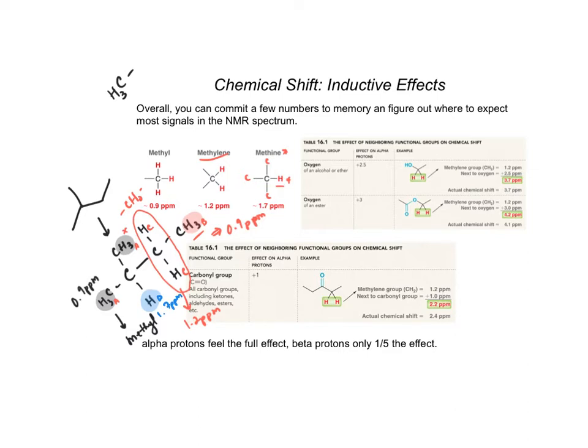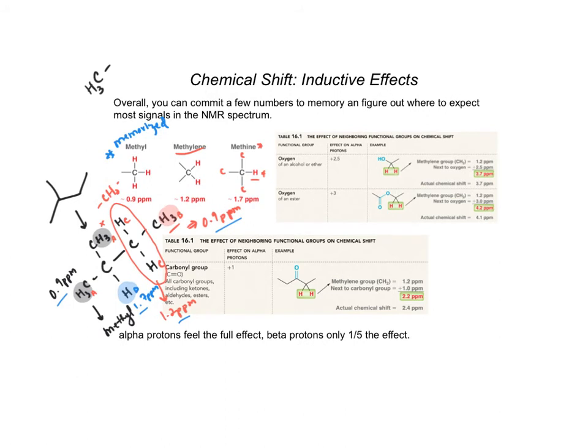So for a molecule like this, which is 1, 2, 3, 4 butane, so 2-methylbutane, we would expect to find 4 different signals, right? 2 of them would show up at 0.9 for the methyl protons. We would have a signal at 1.7, and we would have a signal at 1.2. And I could predict that based on the fact that I have memorized these values. So you should memorize these values.